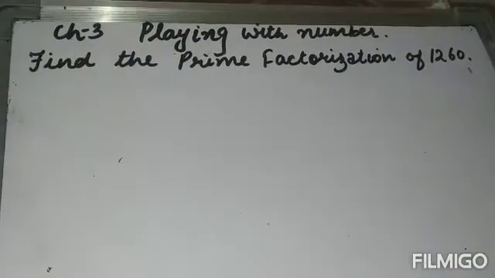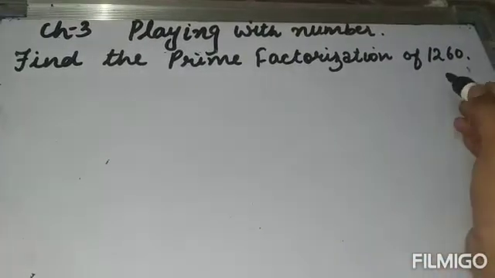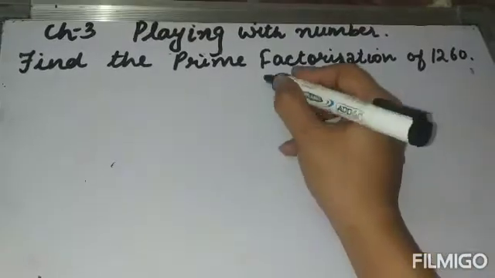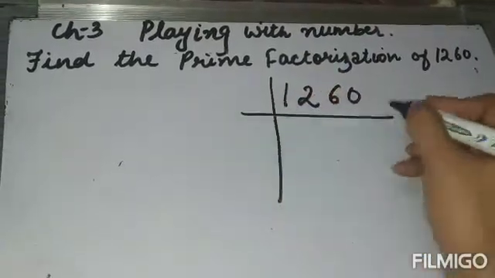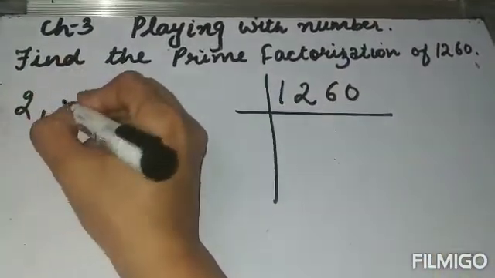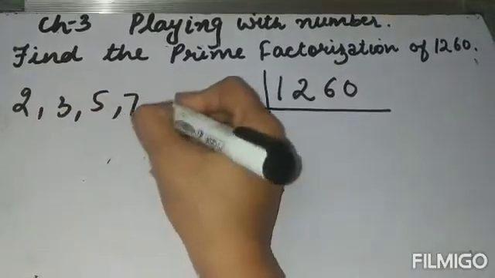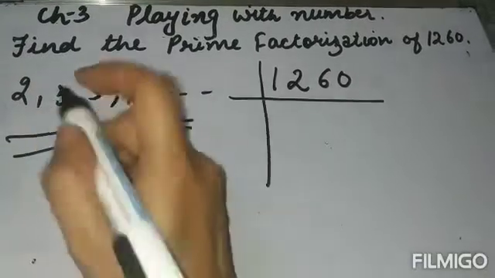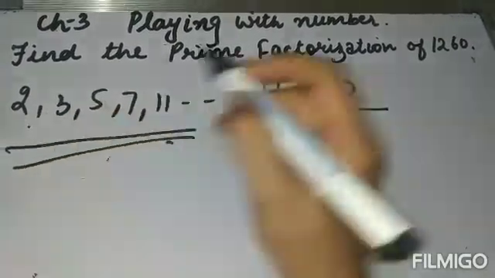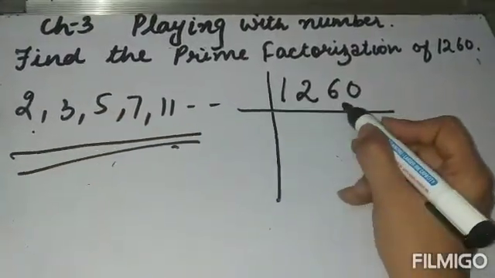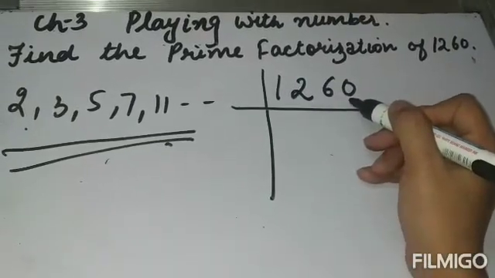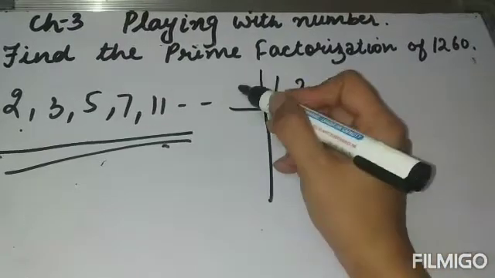See one more example. Find the prime factorization of 1260. Our prime numbers are 2, 3, 5, 7, 11, and so on. These all are our prime numbers. So we start from the first prime number, 2. Is 1260 divisible by 2? Yes, because the ones place is 0. So 1260 is divisible by 2.